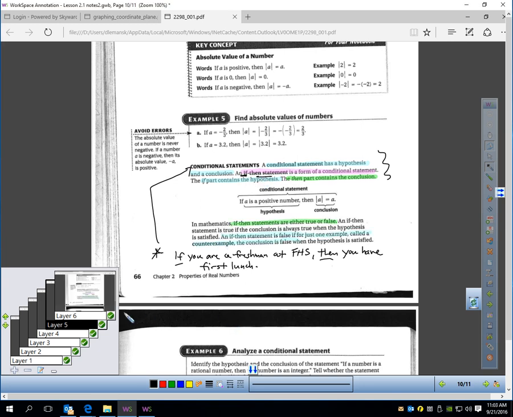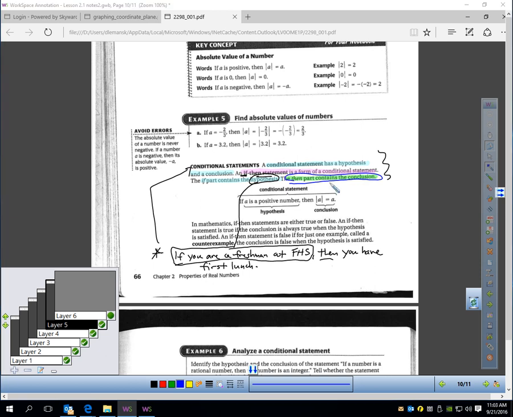The hypothesis of the conditional statement, let me circle the word hypothesis. The hypothesis is right here. If you are a freshman at FHS, that's called the hypothesis. The conclusion is the then part of the statement. You can see the conclusion right here. Then you have first lunch. There's the conclusion.